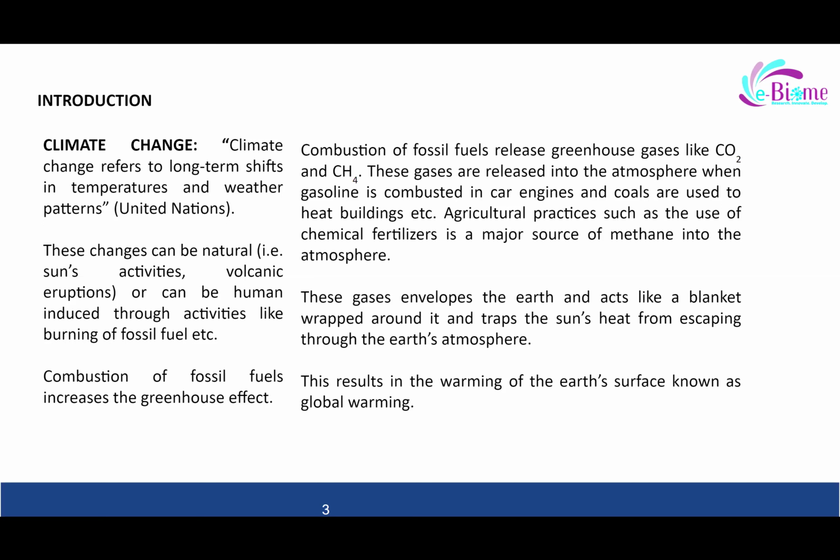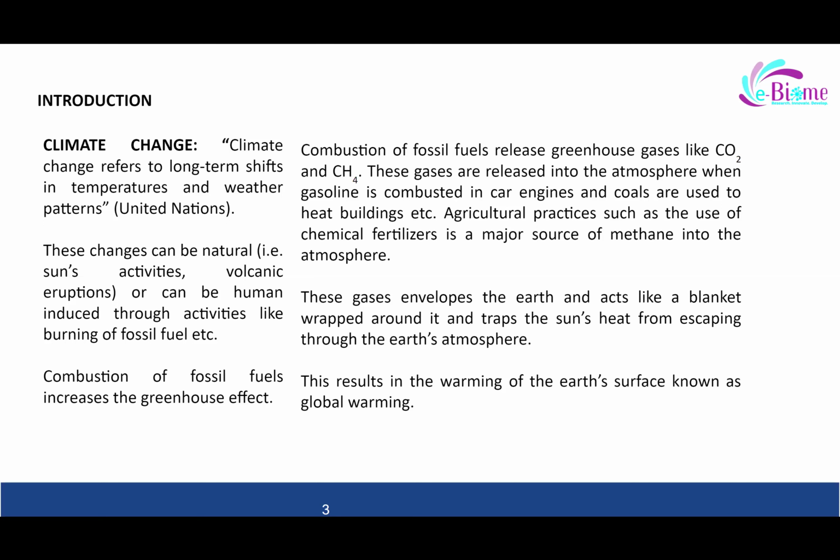That's to tell you that in essence, there are changes in the atmosphere, there are changes in the climatic patterns. So that's how we're able to track changes in the climate. These changes can be natural, that is the sun's activities, volcanic eruptions, or can be human-induced through activities like burning of fossil fuel, etc. We all know how human-induced activities contribute to climate change. Driving cars that run on fuel, that is petrol, some of them run on diesel, and then aeroplanes that run on jet fuel, and the rest, some kerosene and the others.